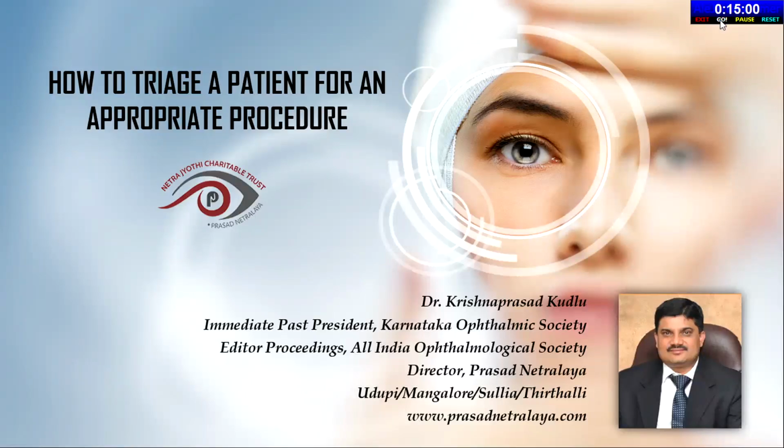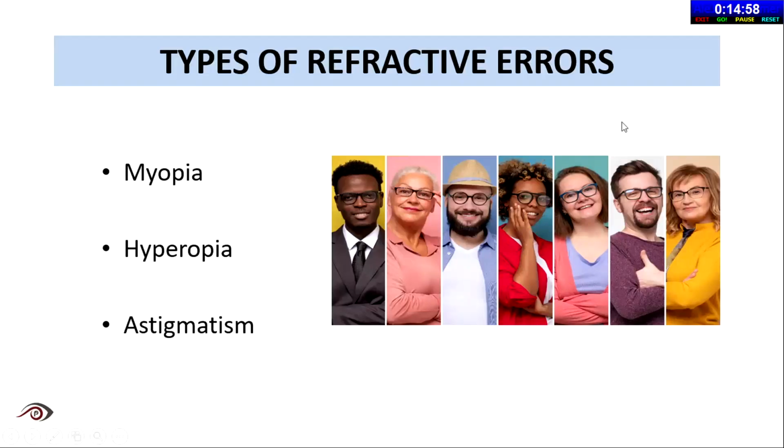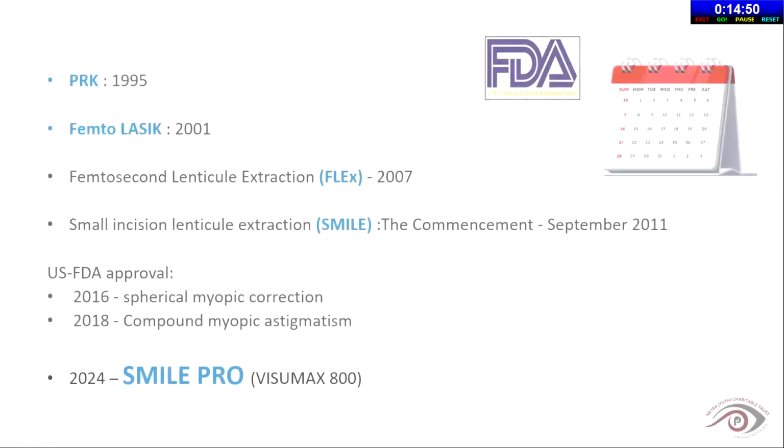So Santosh has given me the job of how to triangulate a patient for an appropriate procedure. Before starting, I just want to highlight there are different types of refractive error: myopia, hyperopia, and astigmatism.